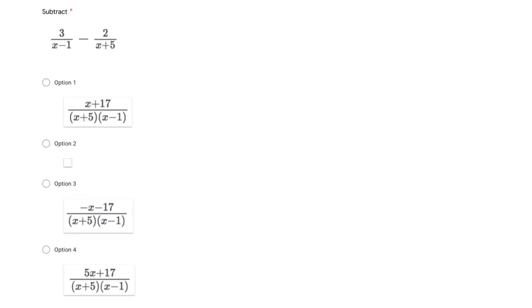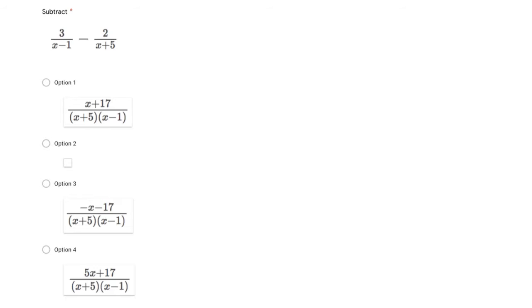All right, so real quick on this one, I'm not sure why option 2 didn't show up for me, but that's okay. We don't really need it. I can show you the math regardless. But if you look, you have denominators that are different from one another.